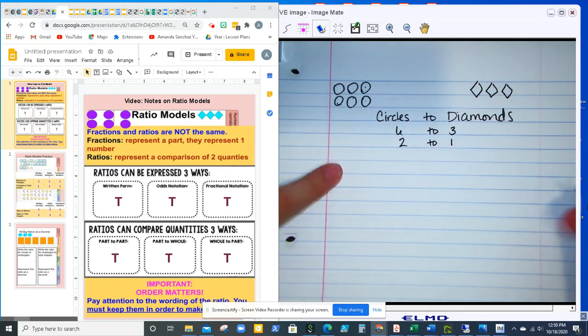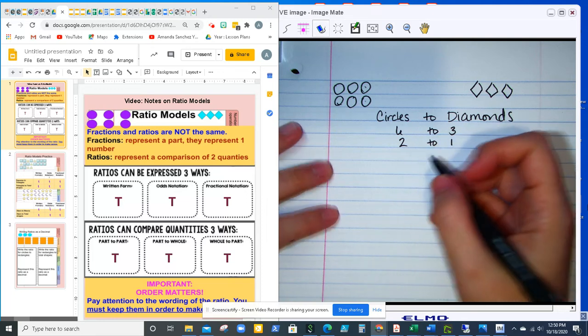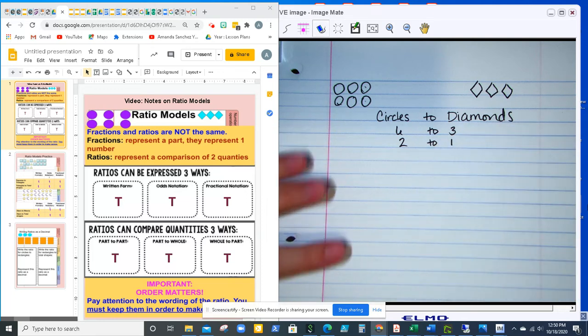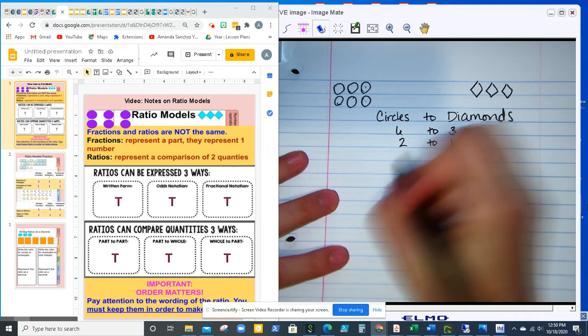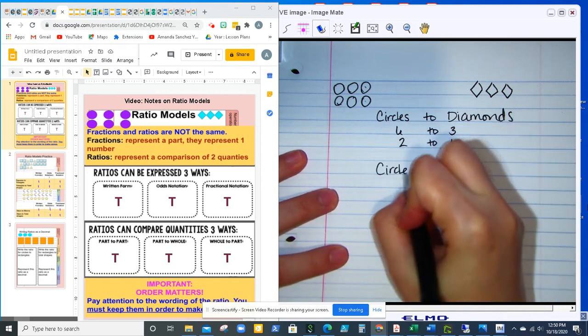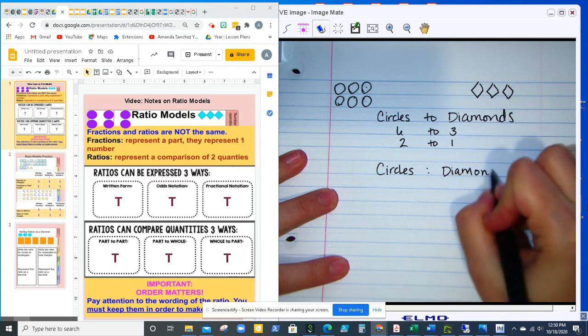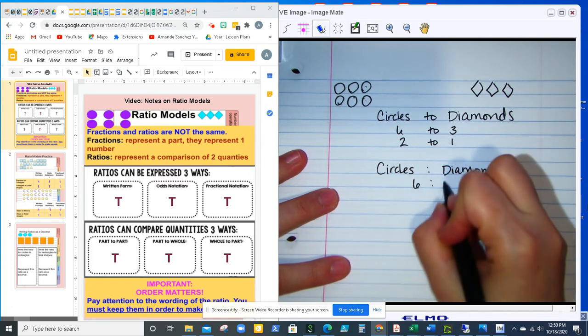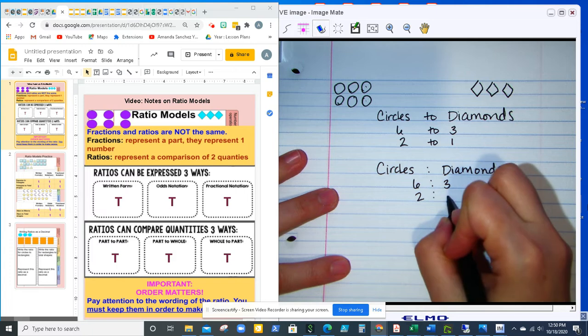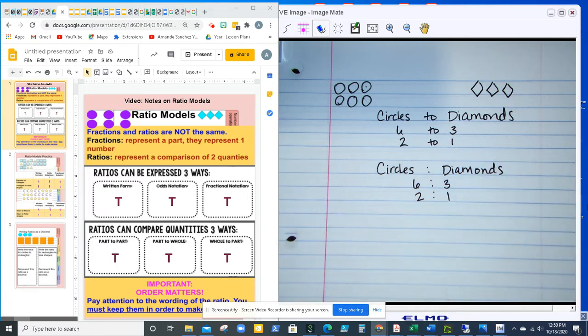The second way is odds notation. Odds notation is when you have a colon. So it would be circles colon diamonds, or 6 colon 3, or 2 colon 1. It still means 2 to 1, 6 to 3, circles to diamonds.